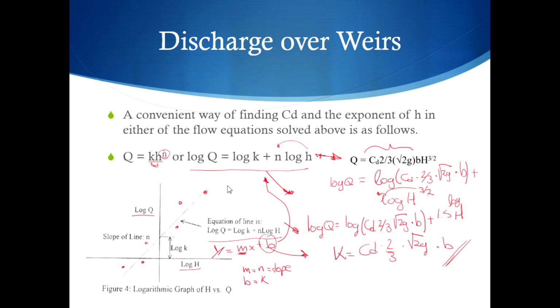You have a K from your experimental data, you have 2g, and you have b, which is the known width of the weir. Therefore you can calculate a CD. So remember, after obtaining your flow rates and after obtaining your h's, you can calculate the CD that will work for this weir.